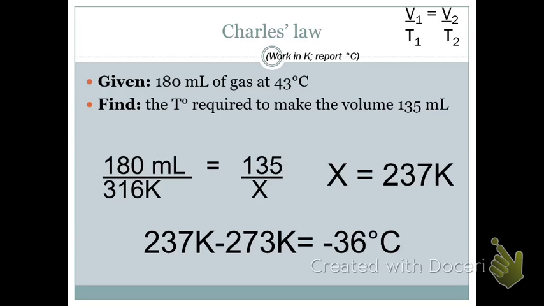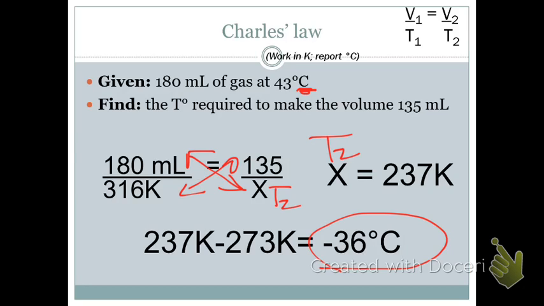So I went ahead and did the cross multiplication like I was supposed to. I solved for my T2, which was 237 K, but I couldn't leave it because I asked you for degrees Celsius. So you had to subtract 273, and that gives you a negative 36 degrees Celsius. Well, can you get a negative 36 degrees Celsius?